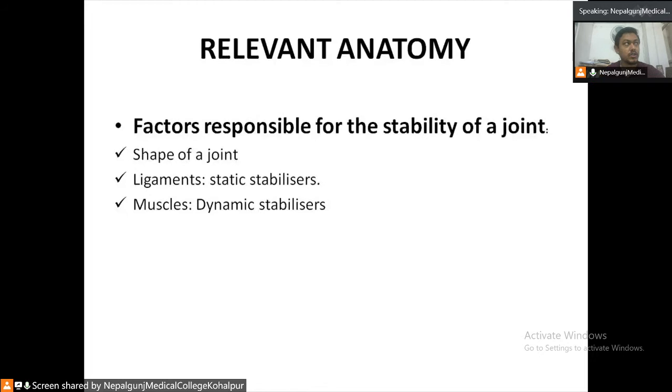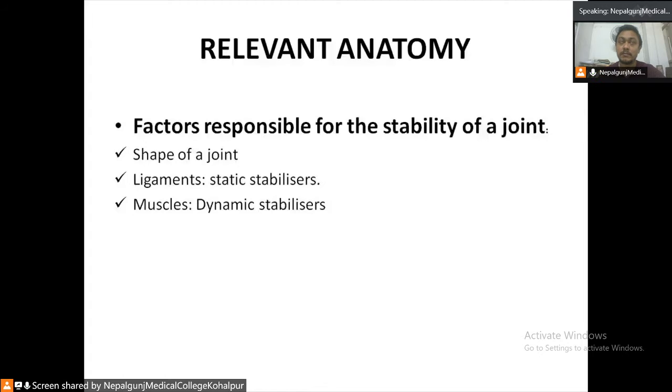Starting with the shape of a joint, if you compare the stability of a hip joint with a shoulder joint, in the hip joint the acetabular socket is deep, so the femoral head is well contained. In the same way, if you compare it with the shoulder joint, the glenoid fossa is a shallow surface, and the humeral head rotates over it. In these circumstances, the shallowness of the moving part of the joint causes instability.